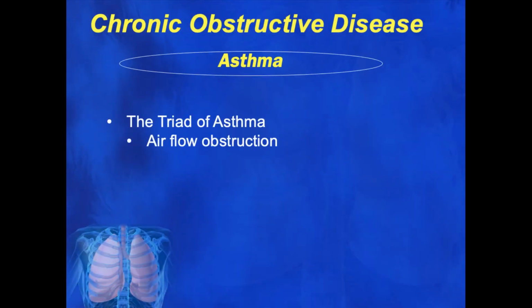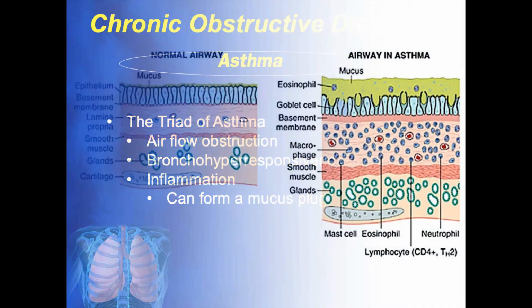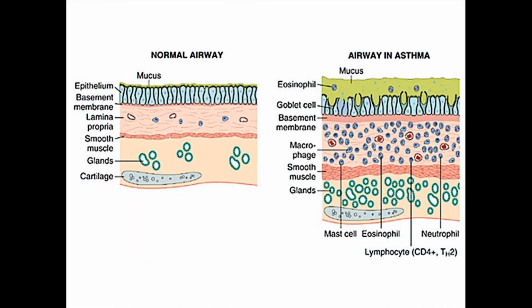So the triad of asthma includes airflow obstruction, bronchohyperresponsiveness, and inflammation. We'll talk about each of those as we go along, and we're going to start out by talking about the formation of this mucus plug.